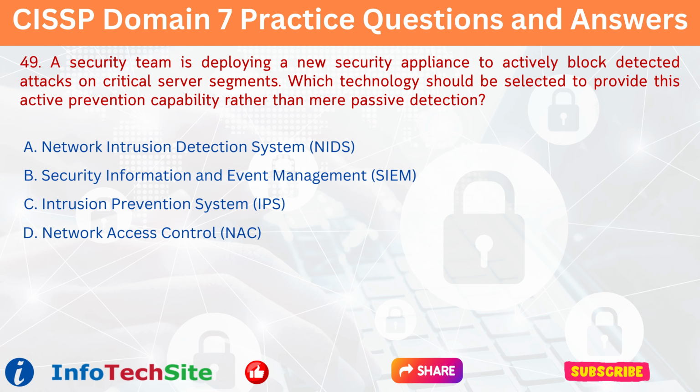49. A security team is deploying a new security appliance to actively block detected attacks on critical server segments. Which technology should be selected to provide this active prevention capability rather than mere passive detection? A. Network Intrusion Detection System, NIDS. B. Security Information and Event Management, SIEM. C. Intrusion Prevention System, IPS. D. Network Access Control, NAC.